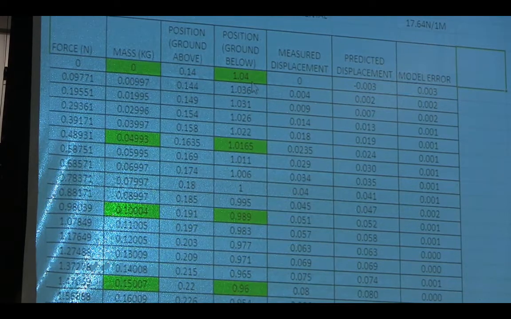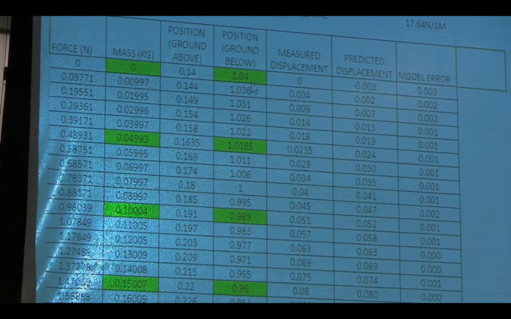So in this case, which way is the positive direction of my ruler? Is it above the mass or below the mass? It's below the mass. Why is it below the mass? The larger the mass, what happens to the position? The more it gets pulled.